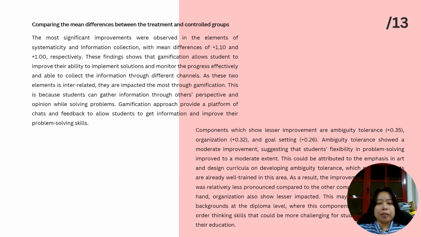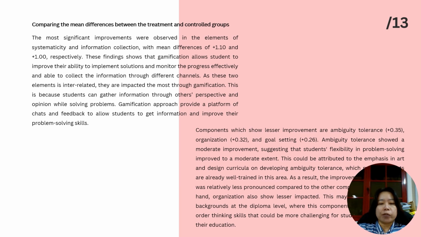By comparing the main difference between the treatment and control groups, the most significant improvement was observed in the elements of systematicity and information corrections. As these two elements are interrelated, they are impacted the most through gamification. This is because students can gather information through other perspectives and opinions while solving problems. The gamification approach provides a platform of checks and feedback to allow students to get information and improve their problem-solving skill. Components which show lesser improvement are ambiguity tolerance, organization, and goal setting.